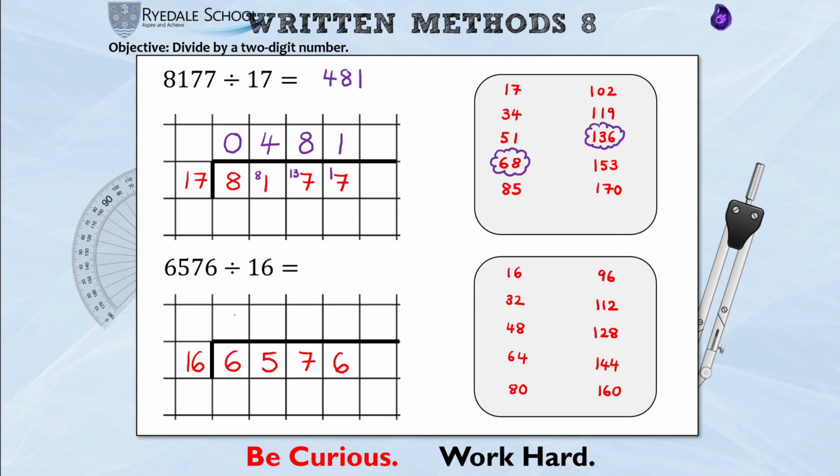So 16 into 6 doesn't go. Carry 6. 16 into 65. Well, I can get as far as 4 16s, which is 64. Which leaves me 1 remainder. 16 into 17 goes once, with 1 left over. And 16 into 16 is 1 again. So the answer to this question is 411.